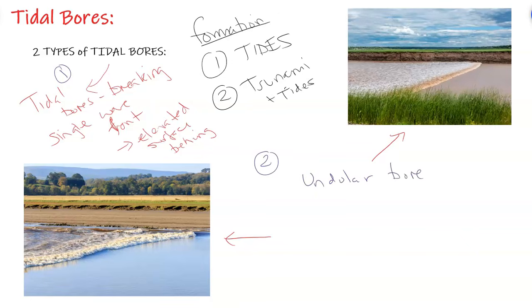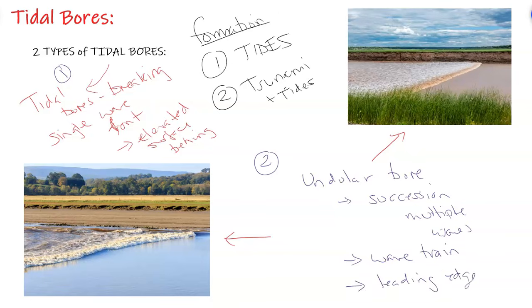which is a succession of multiple waves. Okay, and this is called a wave train. So there's still a leading edge. There's still that single wave at the front, which corresponds to the leading edge of the flood current. However, there are multiple waves behind it.